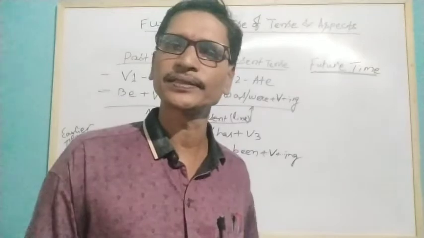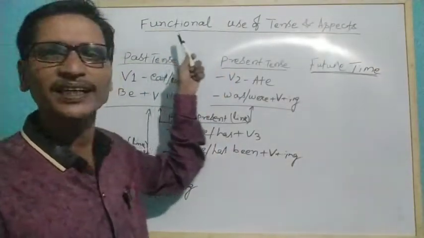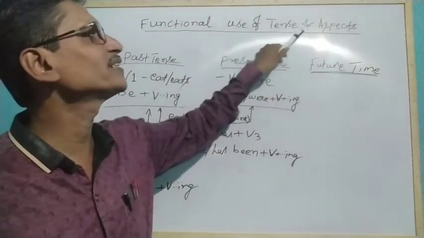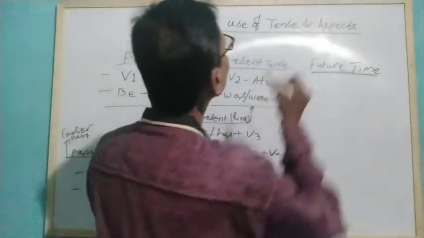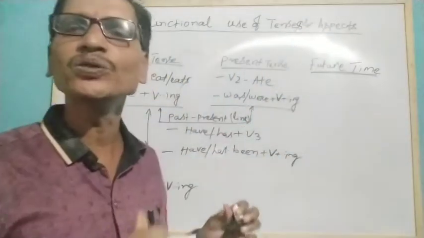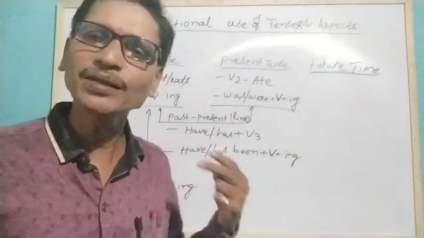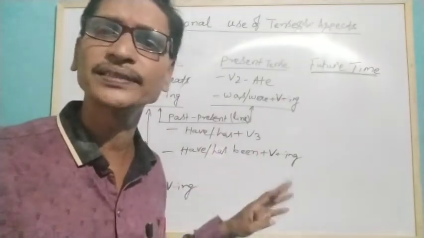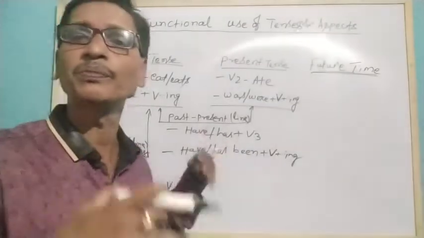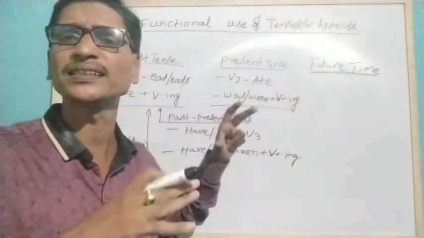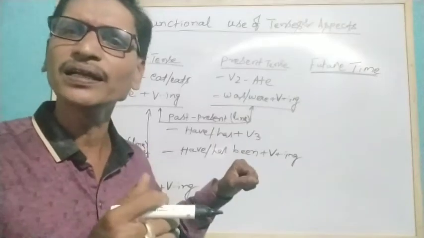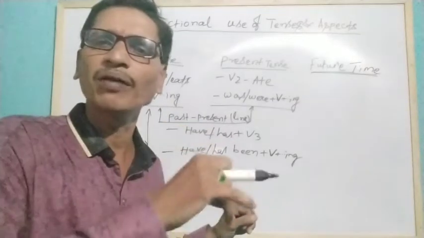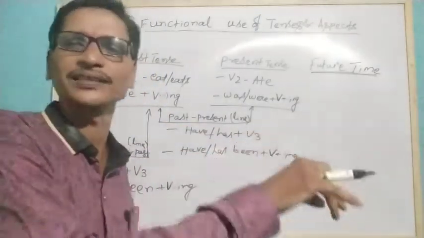fluently and with confidence. So today's chapter is the functional use of tenses, because we have more than one tense, and we have a lot of aspects for every tense. We also discussed what different forms of verb are used for different tenses. Today, let me again have a brief recall of our discussion from the last class.